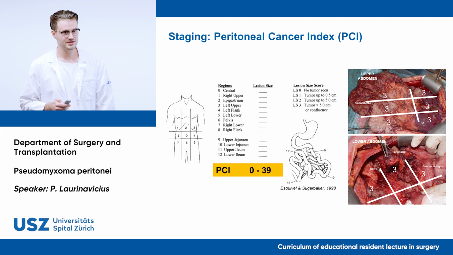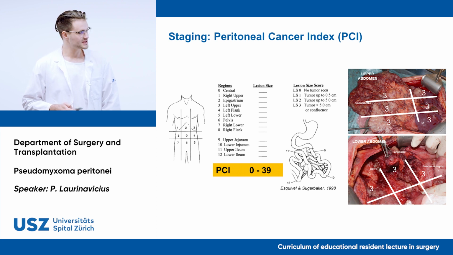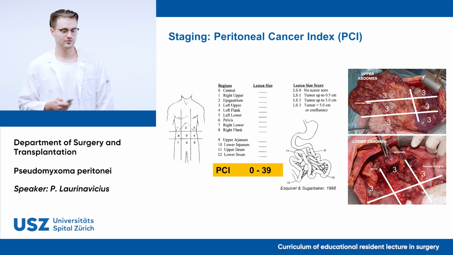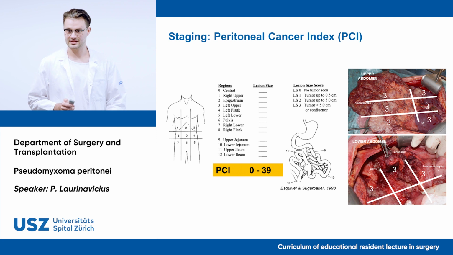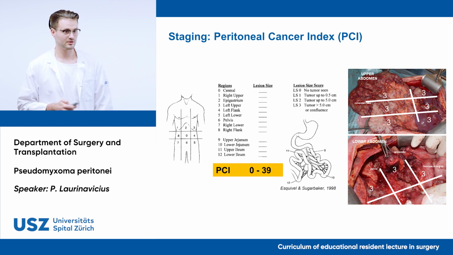So the PCI score was established in the 1990s by Dr. Sugarbaker as a tool to objectively quantify the spreading of peritoneal masses in general. The abdomen is divided into 9 segments and the small bowel is divided into 4. Each segment gets a score between 0 to 3 according to the lesion size in that segment, so that the maximum score of 39 can be achieved.